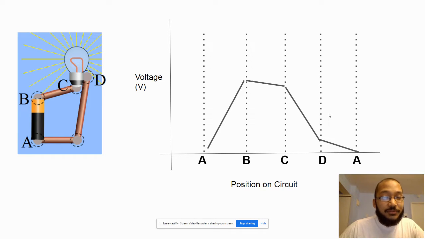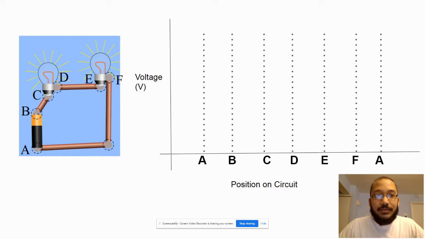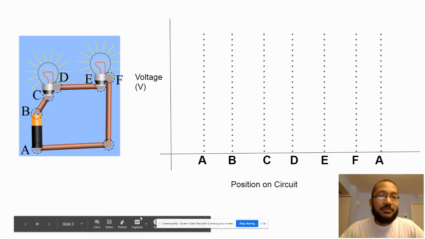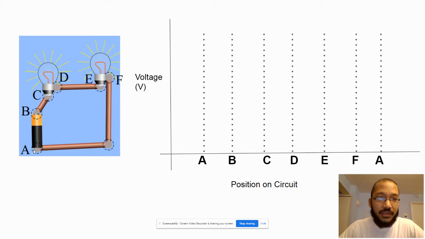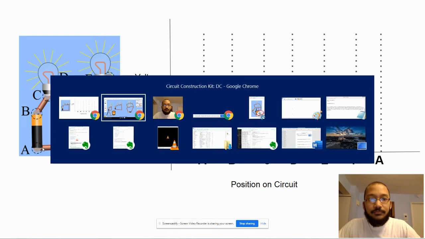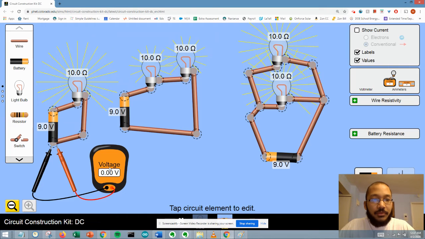So what we're trying to do is really develop a pattern, because Kirchhoff's first law is really just a generalized pattern. Based on what we saw for the first one, what do you think it will look like for this loop? As I go around and measure the voltage change from A, B, C, D, E, F, all the way back down to A, what do you think it's going to look like? Take a second to predict it. And we're going to go and measure it.